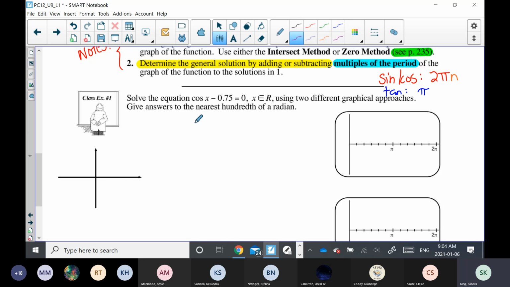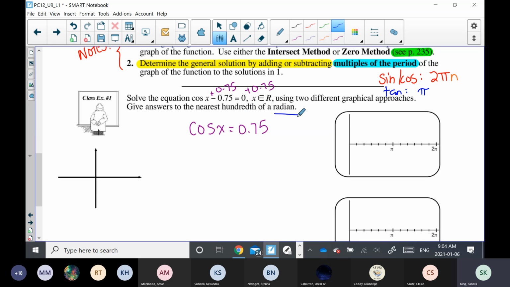So let's write the question. The question is cos of x minus 0.75 equals 0. All I'm doing, you guys, is adding 0.75 to both sides. So cos of x is equal to 0.75. We're going to get the answer in 2 different ways. We'll do it graphically using one method, and then we'll do it algebraically, because I think most of you will do your work algebraically. So to solve this algebraically, let's find the reference angle.